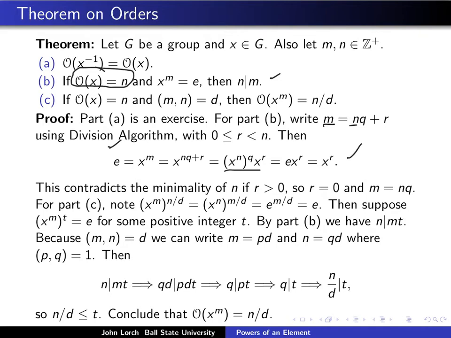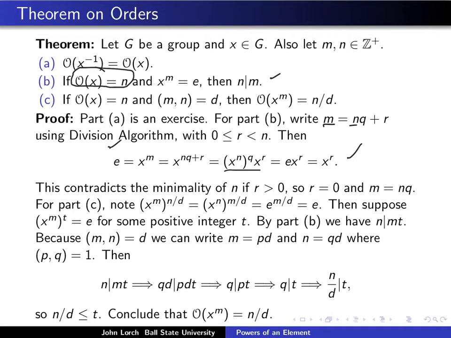It's telling us that x to the r is the identity. Now, if r were bigger than 0, then r would be a positive integer less than n, where x to the r is the identity. But we know that n is the order of x, and therefore n is already the smallest positive exponent we can put on x in order to get the identity. So r cannot be greater than 0, otherwise it will contradict the minimality of n.